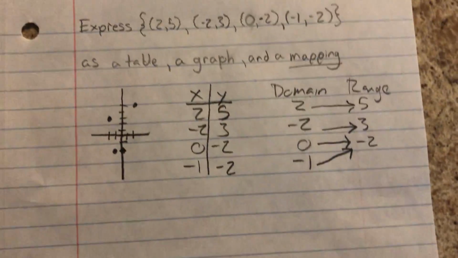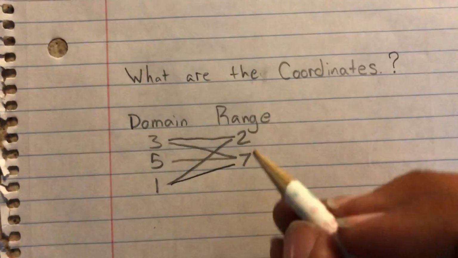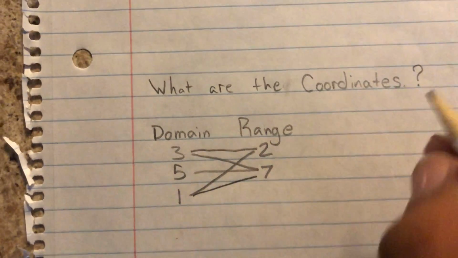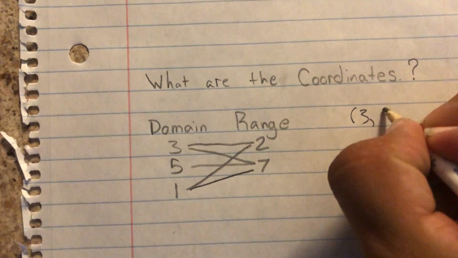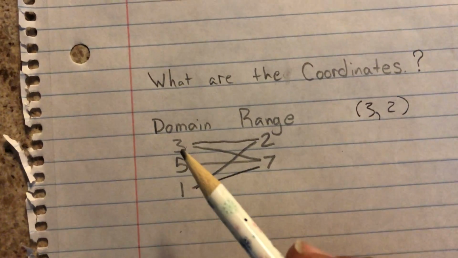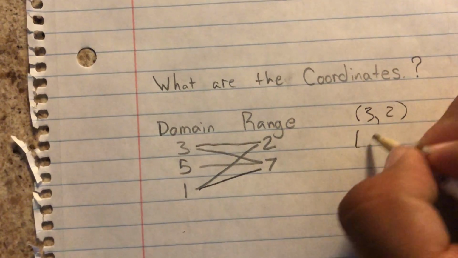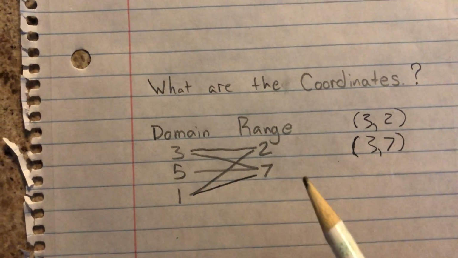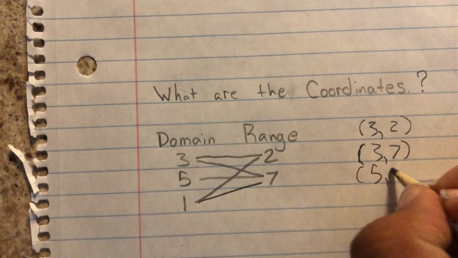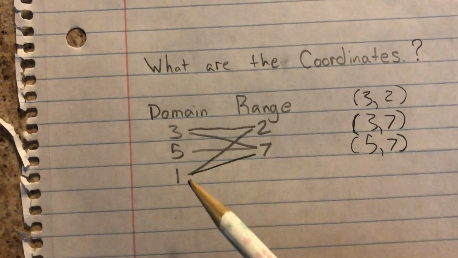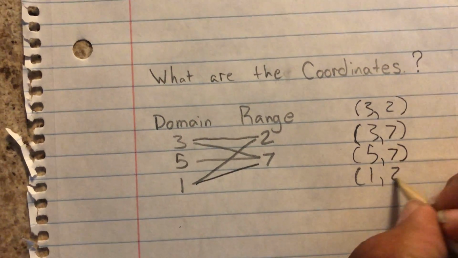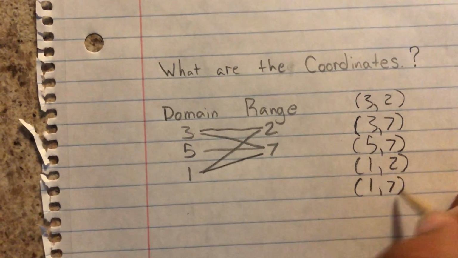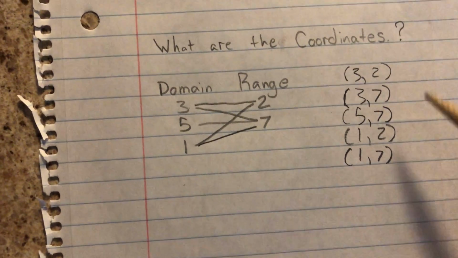Now to reverse that, because that's what's new here, we're going to do this. What are the coordinates of this? Okay, so something very similar to what we're looking at. So the first coordinate would be 3, 2. So we know that 3, 2 is one of the coordinates. Then we have 3, 7. Then we have 5, 7. Then we have 1, 2. Then we have 1, 7. And that's it. That's all of it.